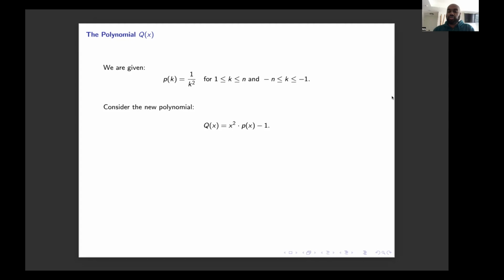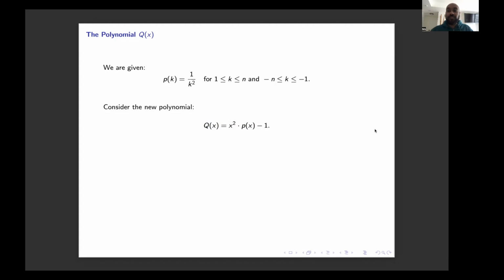Now what we'll do is construct a new polynomial q of x, which multiplies p of x by x squared and then subtracts 1. Why would we do something like that? Well, roots of this equation are precisely solutions to the thing that we wanted. If we have a value of x for which q of x is 0, then this quantity is 0, which means p of x is 1 over x squared. Also, we actually know a bunch of values for which p of x is 1 over x squared, precisely all these 2n values right over here.